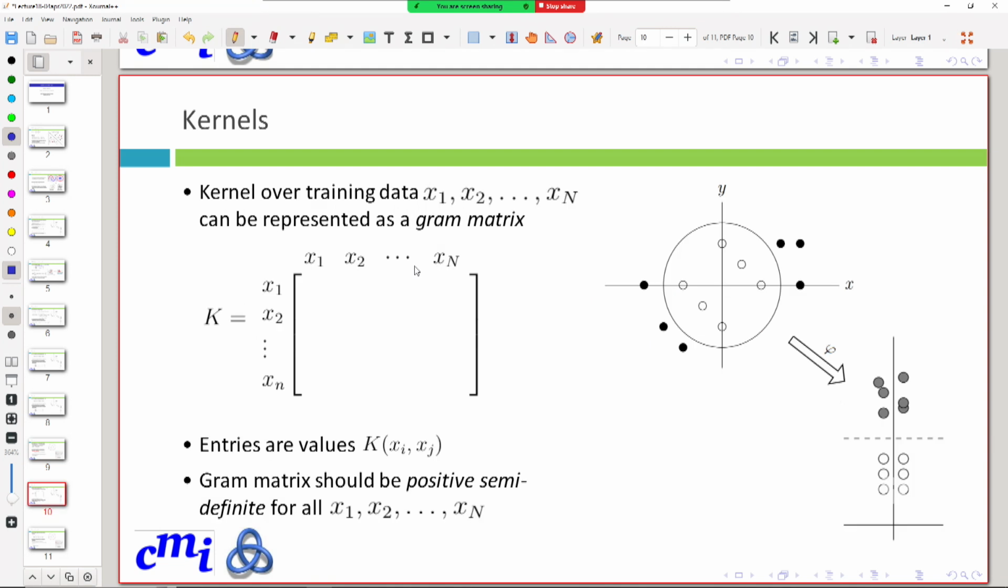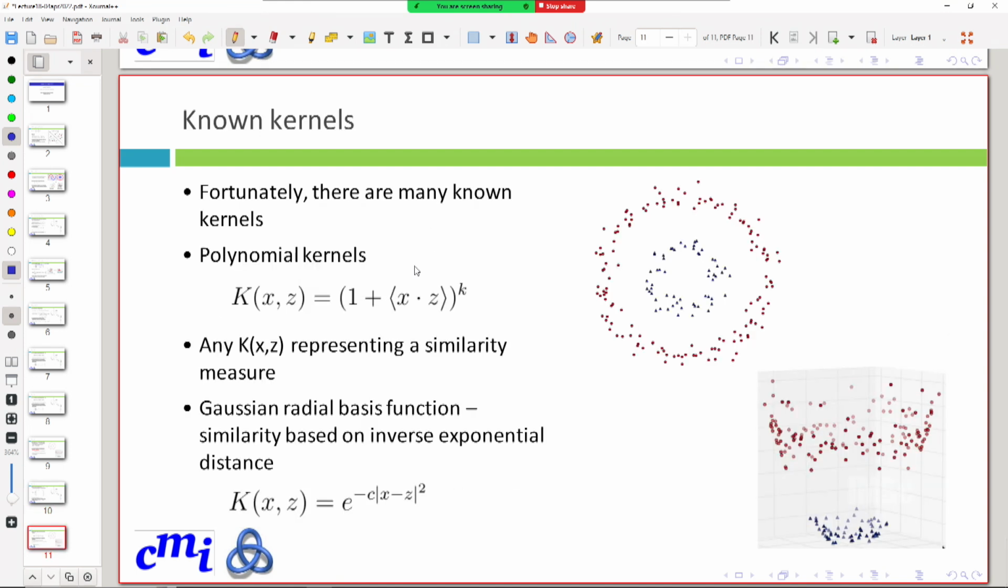So if your training data set was x1 to xn, then you can write down this matrix, which is called the Gram matrix, where each entry is the kernel function between xi and xj. Here are some choices for these kernel functions. The polynomial kernel means that you just take the actual dot product between these two things, add 1 or whatever, and then raise it to some kth power. Another would be this exponential kernel function, which has this form.